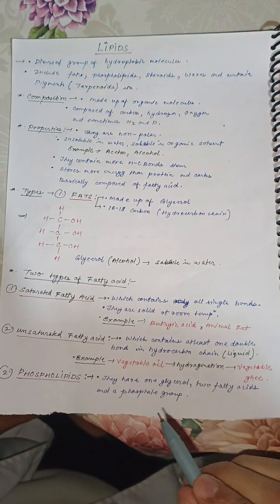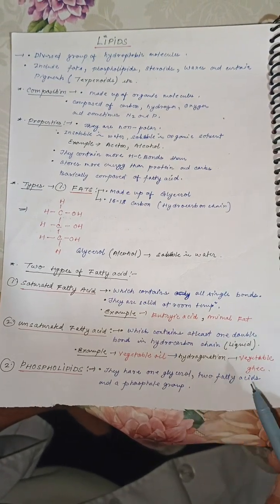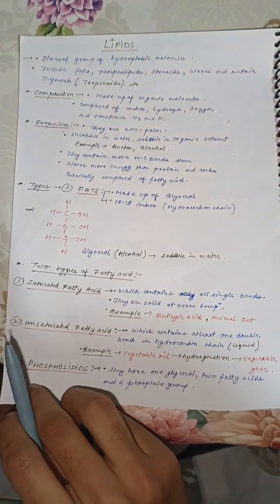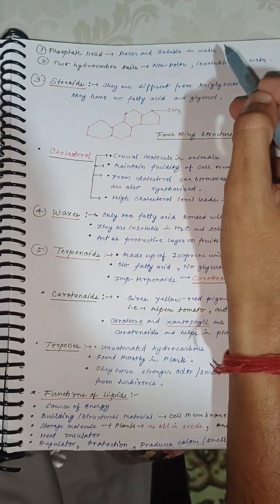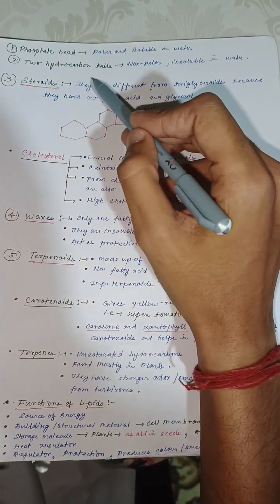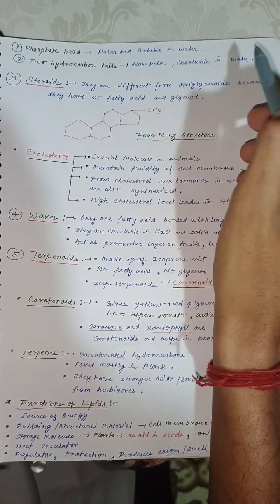Second one is phospholipids. They have one glycerol, two fatty acids, and a phosphate group. The phosphate head is polar and soluble in water. It has two hydrocarbon tails, non-polar and insoluble in water.